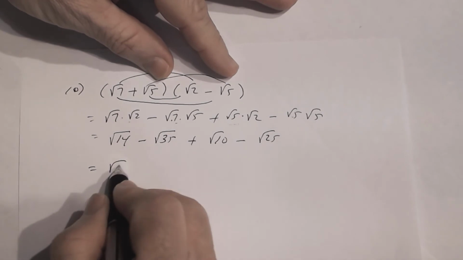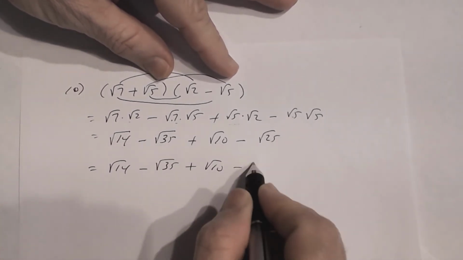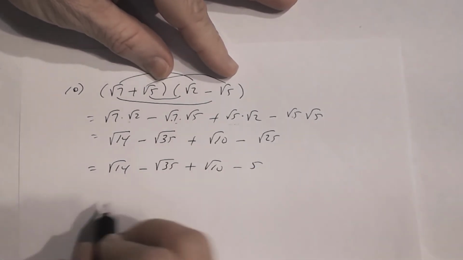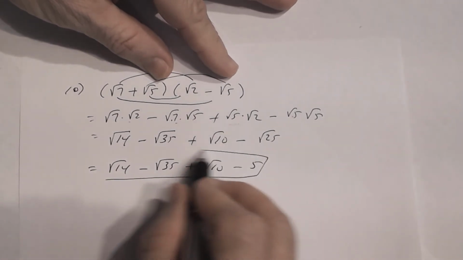And so I get square root of 14 minus square root of 35 plus the square root of 10 minus 5. And notice none of these are like terms. The radicands here are different, and this doesn't even have a square root in it. So that is your answer.